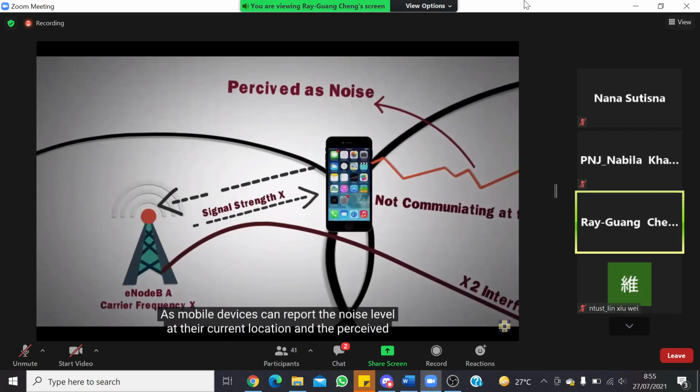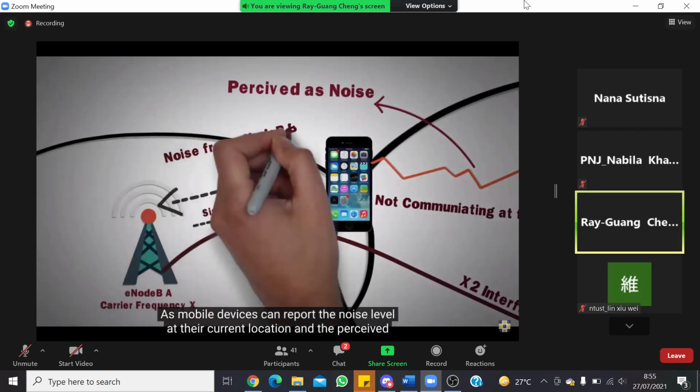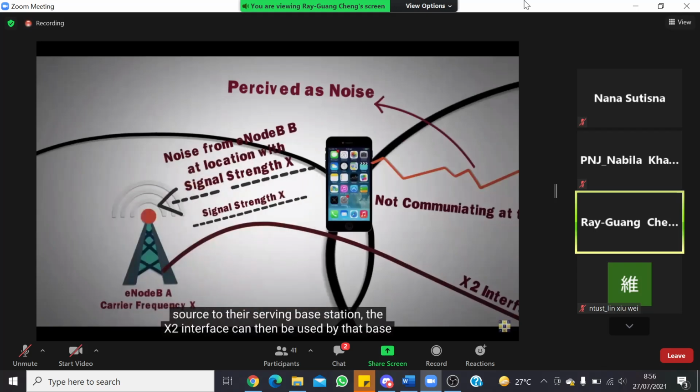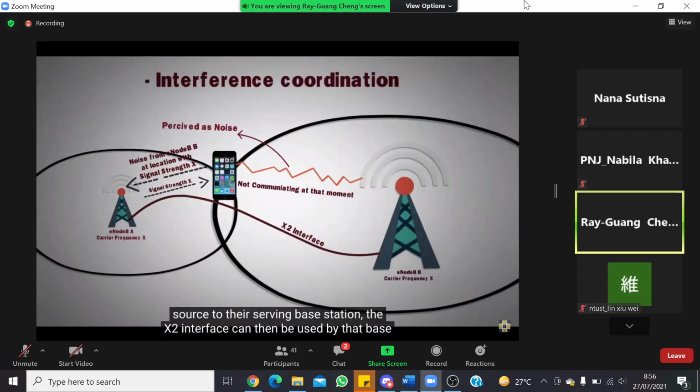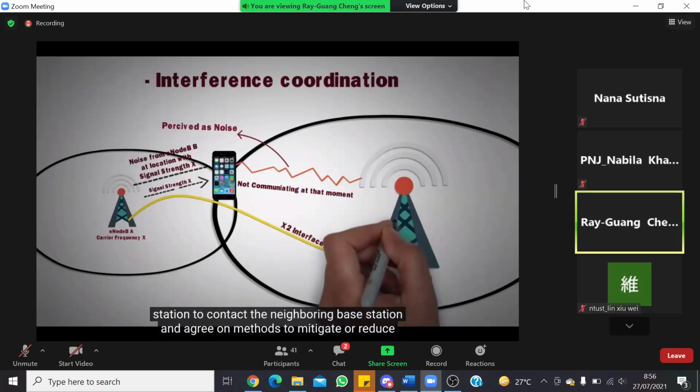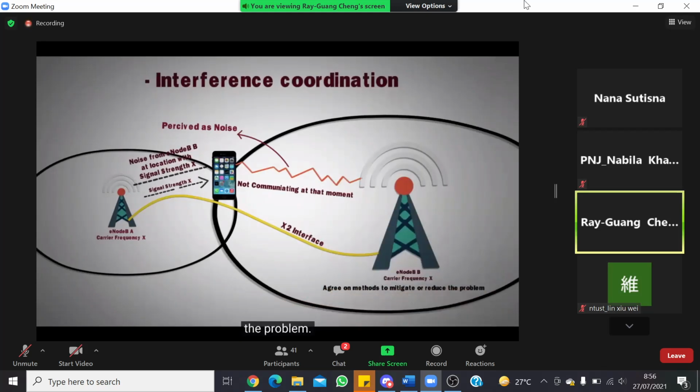As mobile devices can report the noise level at their current location and the perceived source to their serving base station, the X2 interface can then be used by the base station to contact the neighbor base station and agree on methods to mitigate or reduce the problem.